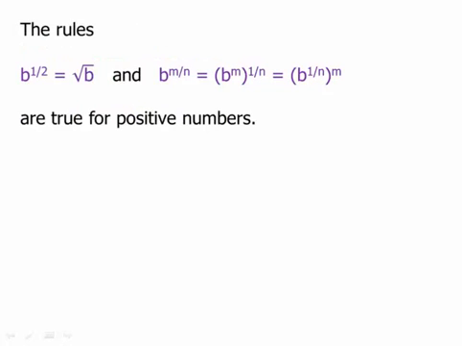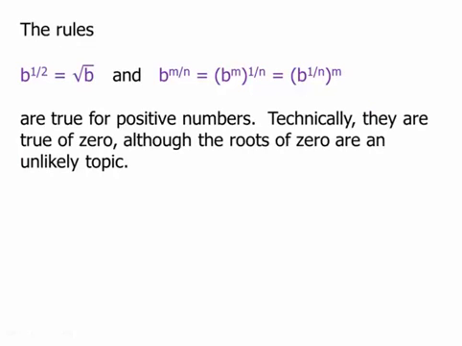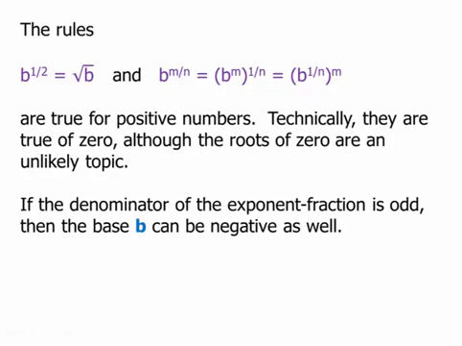So these rules that we've talked about are rules that are true for positive numbers, when b is a positive number. Technically, they are true of 0, though the roots of 0 are an unlikely topic on the test. If the denominator of the exponent fraction is odd, then the base can be negative as well. Remember that we could not take even roots of negative numbers, but we could take odd roots of negative numbers, for example, the cube root or the fifth root of a negative number.